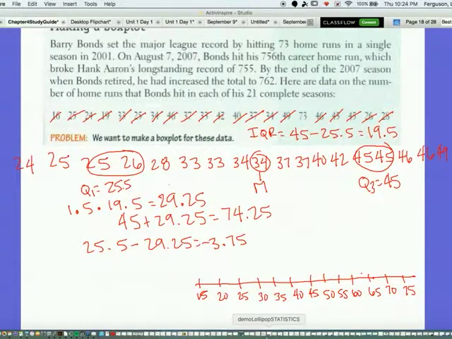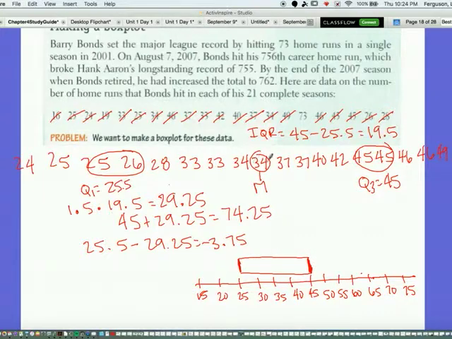Okay, so now I'm going to start by marking my Q1 and my Q3, which is going to be my box. So my Q1 is at 25.5, so a little bit of my box on that side. And my Q3 is at 45, so I go to 45 and I make that. Okay, so there is my box. There we go.